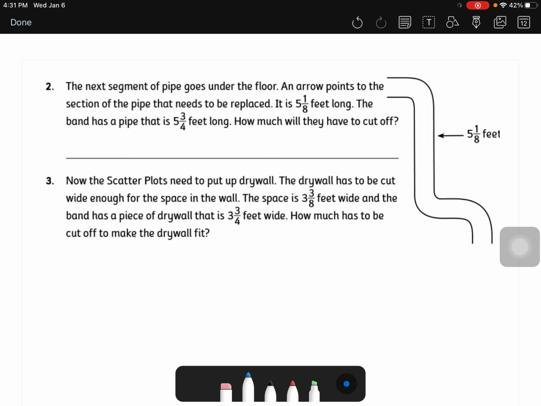Next one, it says the next segment of the pipe goes under the floor. An arrow points to the section of the pipe that needs to be replaced. It's 5 1/8 feet long. The band has a pipe that's 5 3/4 feet long. How much will they have to cut off?